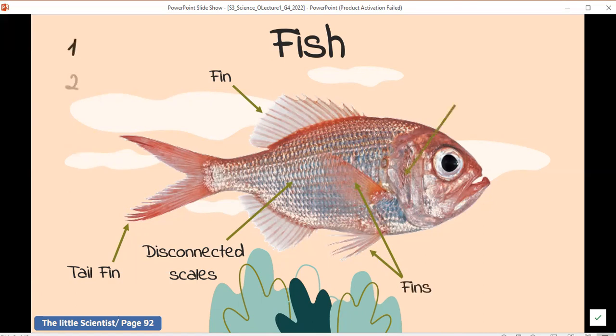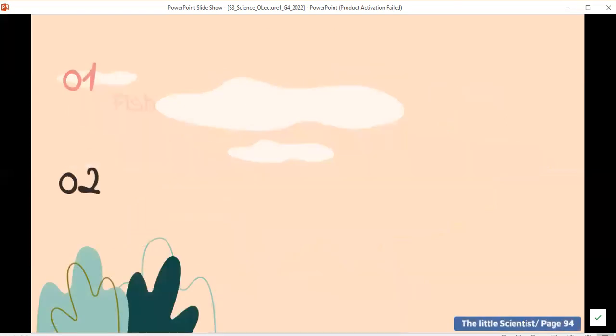This is the gills opening. You're right. When the fish breathes, water enters the fish body through its mouth and it leaves the fish body by the gills opening. The job of the gills is to take oxygen from water before the water leaves the fish body. The fish was the first group of vertebrates.